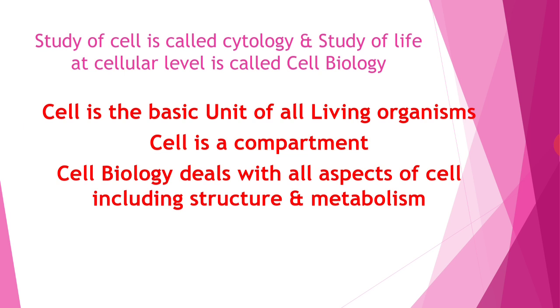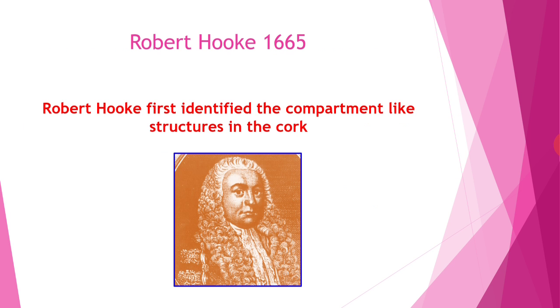various cell organelles. Now, Robert Hooke has identified cell as a compartment. In fact, he did not observe the living tissue, he only observed the dead tissue, that is cork. That too in 1665 he made this observation when there were no proper microscopes, when there was no technology. Robert Hooke first identified the compartment like structures in the cork in 1665. And Robert Hooke identified cork, which is nothing but a dead tissue.